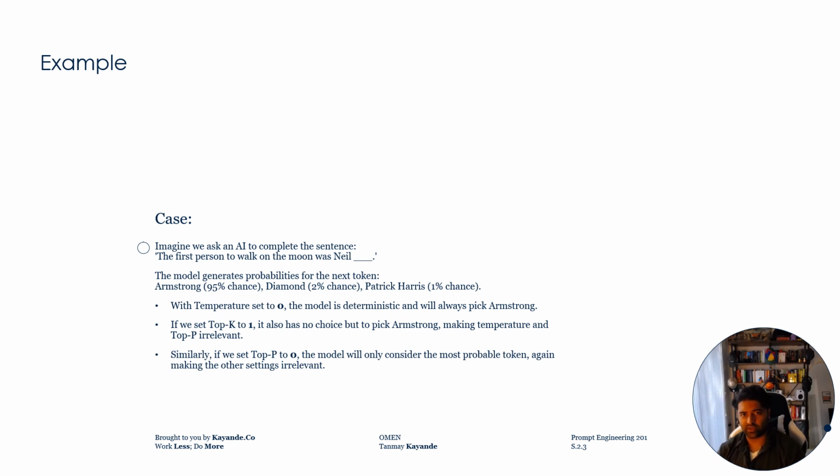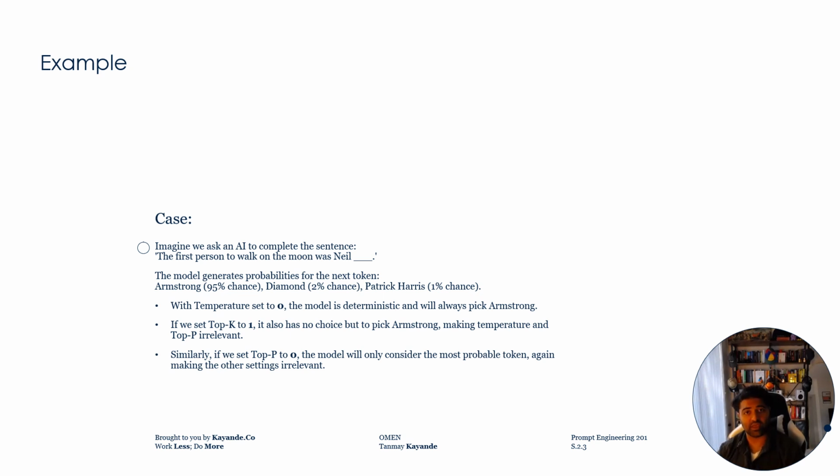Let's make this more concrete. Imagine we ask an AI to complete the sentence: the first person to walk on the moon was Neil. The model generates probabilities for the next token. Armstrong has a 95% chance, Diamond has a 2% chance, and Patrick Harris has 1%. With temperature set to 0, the model is deterministic and will always pick Armstrong.